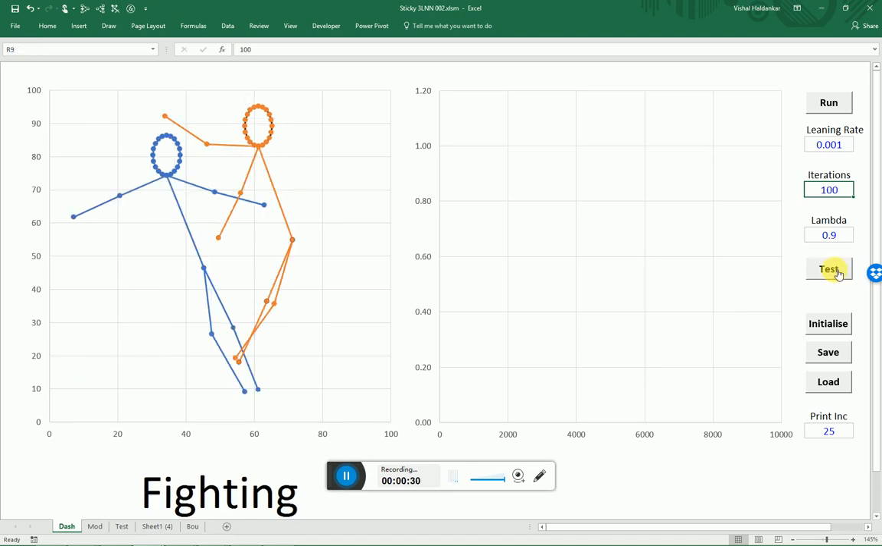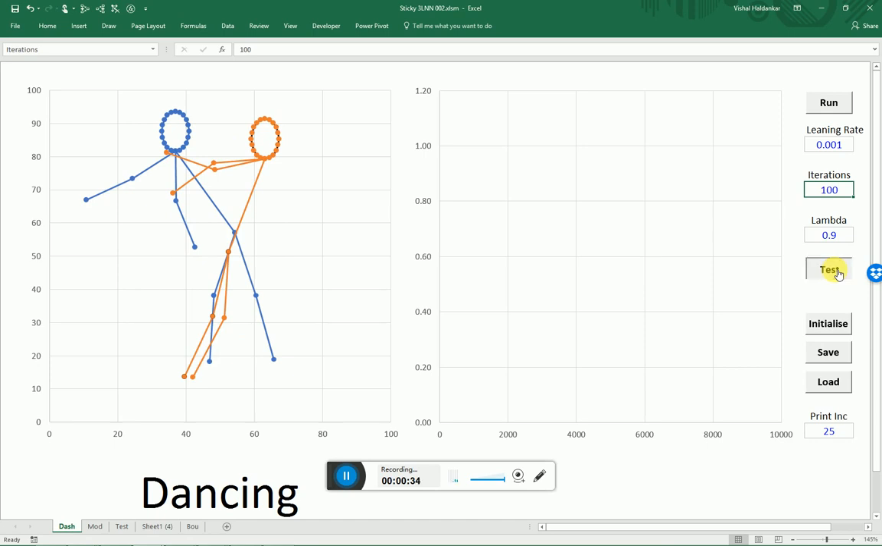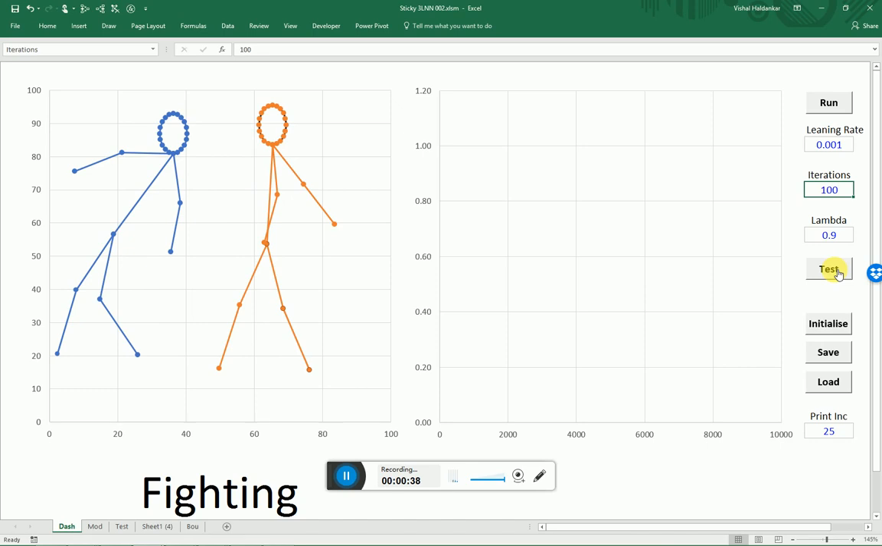So it's guessing. So it thinks they're dancing. It thinks they're fighting. That looks pretty reasonable. It thinks they're dancing. Yeah. It thinks they're fighting. Good. I think the punch to the head must be an indicator. I don't see that as fighting, but it could be a slap.